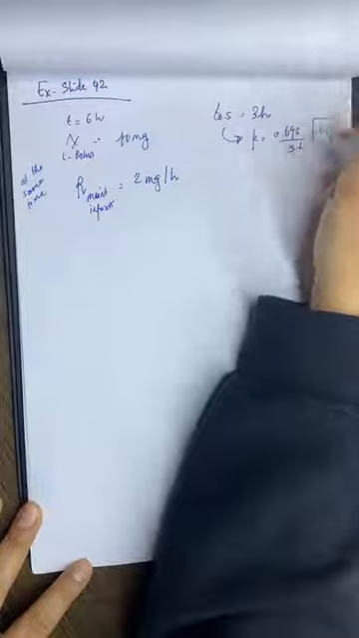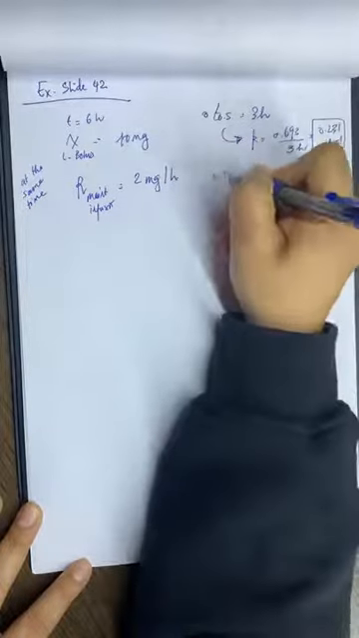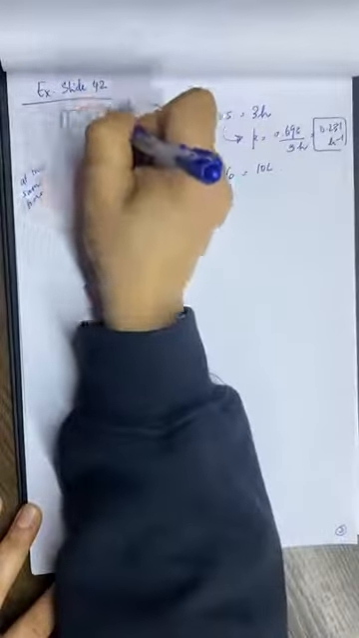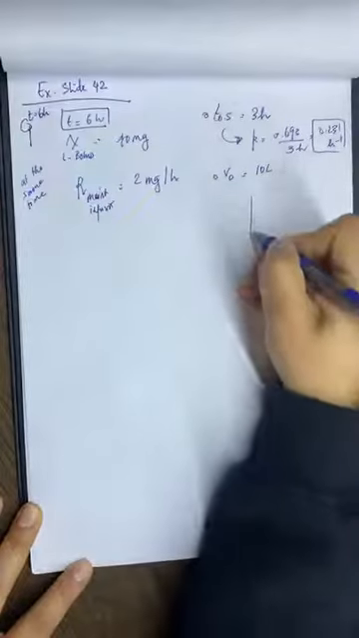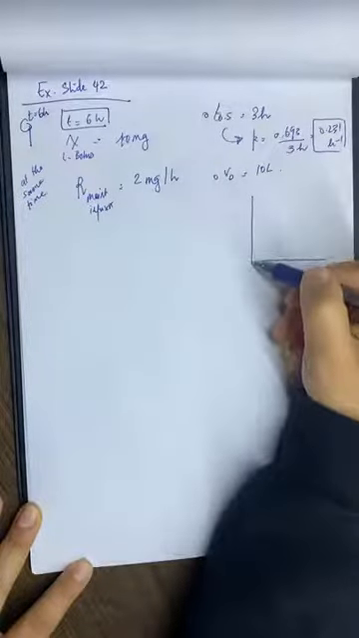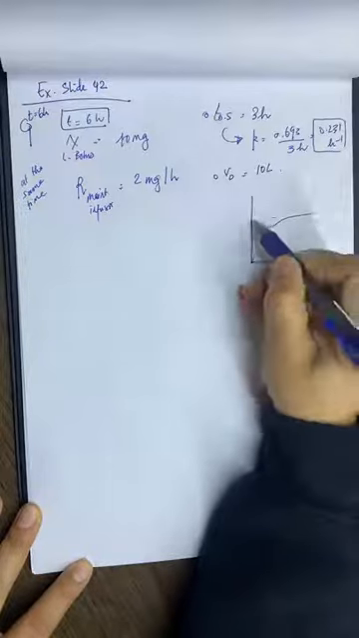And then the volume of distribution equals 10 liters. He's asking about the concentration at time equal to 6 hours. So what we have is this. We are taking them at the same time.